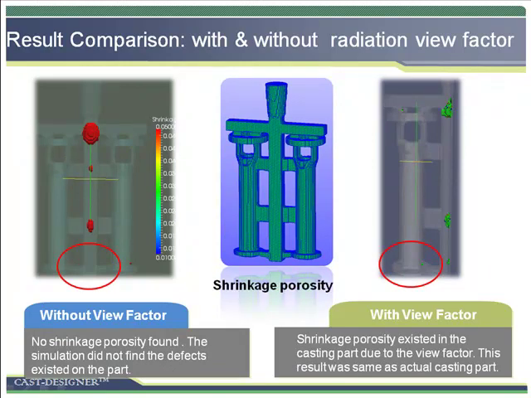This is the result of shrinkage porosity. Same as the above discussion, there are no defects in solidification, but that is not true in the real part. There was some porosity in the red circle region. The right one has taken the view factor into account. We can find the shrinkage porosity in the casting part due to the effect of the view factor. This result was the same as the actual casting part. So, it is clear that for investment casting, the view factor is so important, and must be considered and well modeled in the simulation.